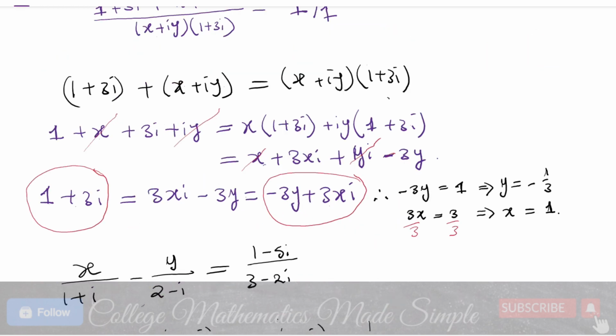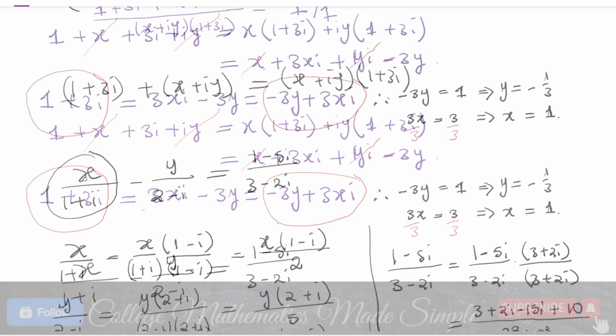In the next problem, we have x over (1 plus i) minus 1 over (2 minus i) is equal to (1 minus 5i) over (3 minus 2i). Now, the idea that I'm going to use is very simple. We are going to simplify each fraction, then combine the results.